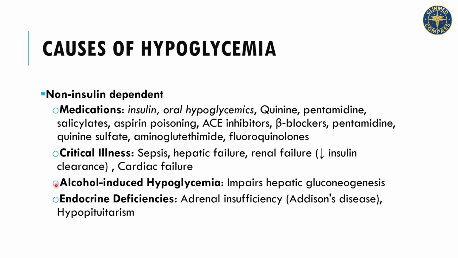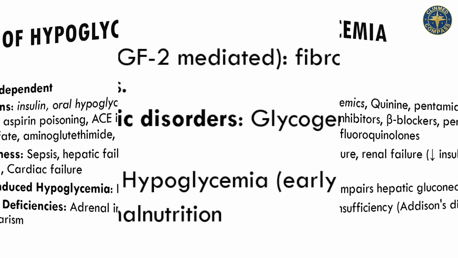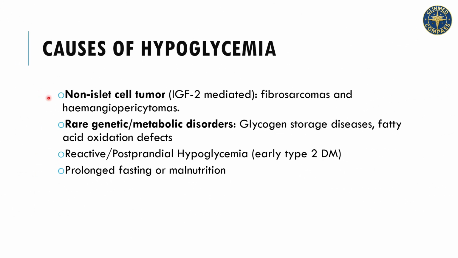Alcohol-induced hypoglycemia arises as a result of impaired hepatic gluconeogenesis and endocrine deficiencies like adrenal deficiency and hypopituitarism. Other causes include non-islet cell tumors that secrete insulin-like growth factors, commonly seen in fibrosarcomas and hemangiopericytoma. Inherited metabolic disorders such as glycogen storage diseases, reactive or postprandial hypoglycemia, and prolonged fasting or malnutrition.